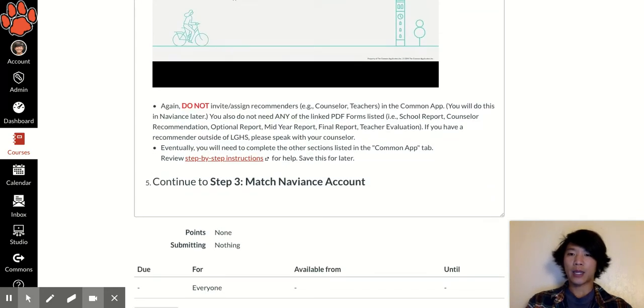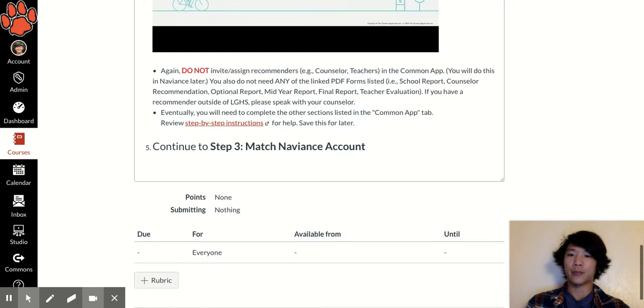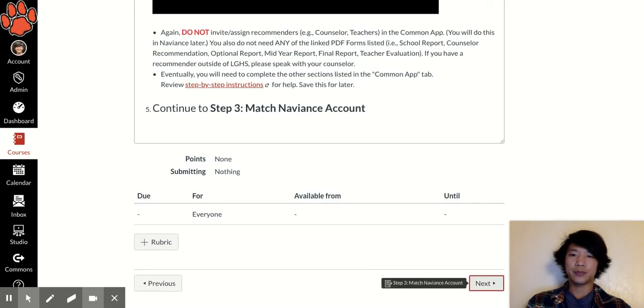One thing I want to highlight is that in the Common App, it does ask you to invite your teachers or assign your teachers who are going to write letters of recommendation. Please do not do this. We use a different process in Naviance to submit letters of recommendation, and I'll be previewing that with you as well. So just remember, do not invite or assign recommenders within the Common App. We'll do that later, and there's instructions about that here. So next.